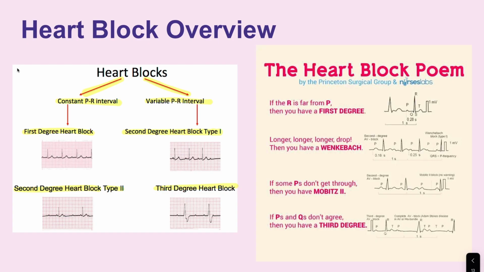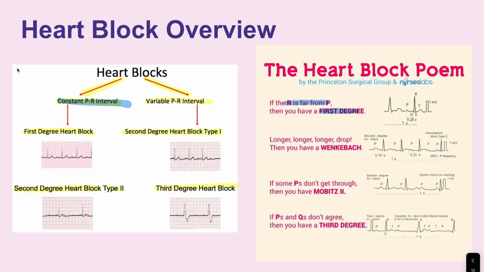But that said, let's go through the poem. This is the heart block poem. I did not create it, but it is widely used, and I highly, highly recommend, as silly as it is, saying it over and over again until you get it. So we'll start off here. If the R is far from P, then you have 1st degree. This just says what it says: if our PR interval is long, but it's constant, then we have 1st degree.